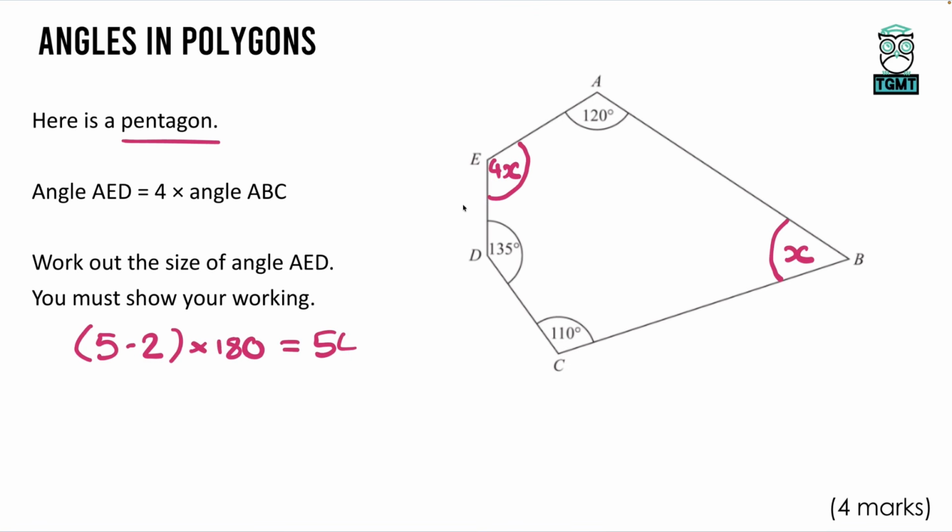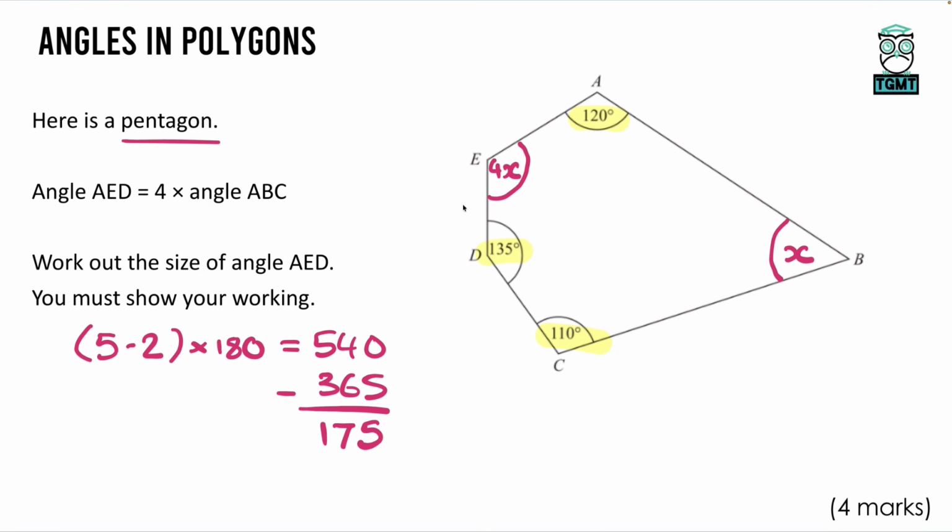So in this question here, relatively nice in the sense that we just need to work out what's missing. So in total, we have 120, 135 and 110. I can add those up on the calculator. So 120 plus 135 plus 110, that gives us a total of 365. So if we subtract 365 from 540, that tells us what's left over, and it leaves us with 175.